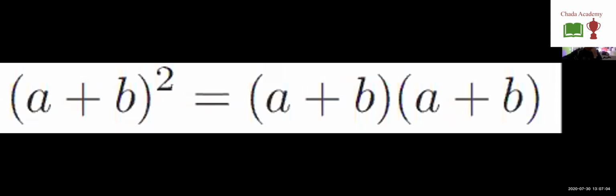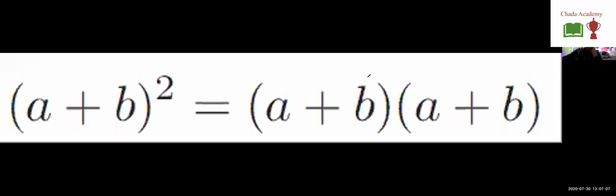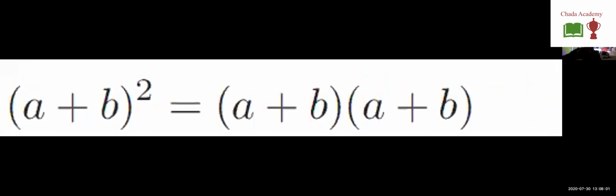And now we develop this one, (a plus b) times (a plus b). Develop it, or expand it. In English, we say expand. Expand this one. A times A plus A times B plus BA plus BB, or b power 2. Right? Okay, so this is what we have.